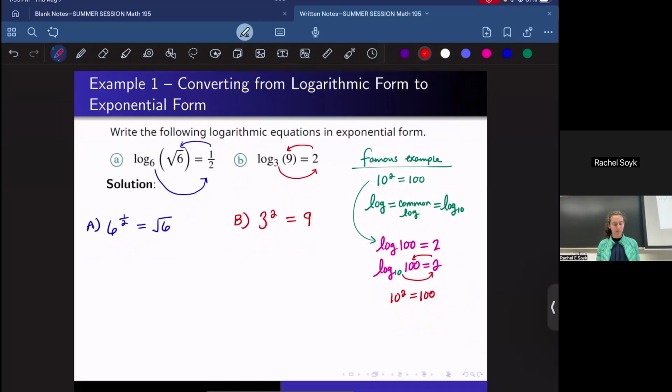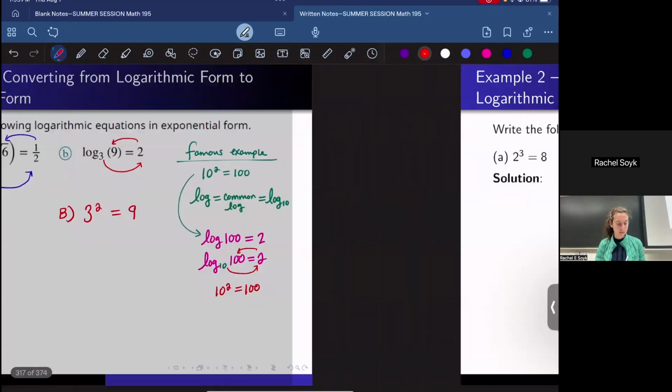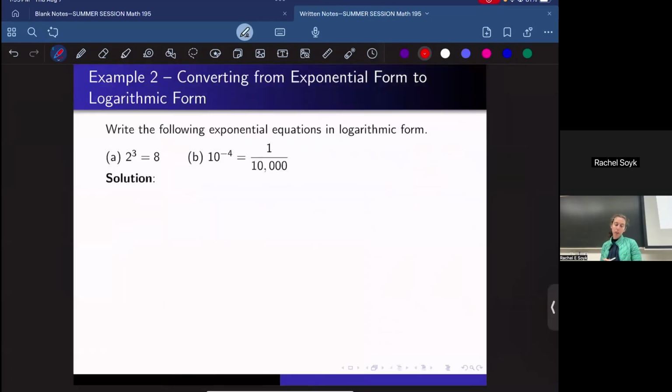So let's look at some more examples, but now we're given the exponential form and we want to put it into logarithmic form. So part A, 2 to the third equals 8. Our base is 2, log base 2 of what? 2 to the third gives you 8.